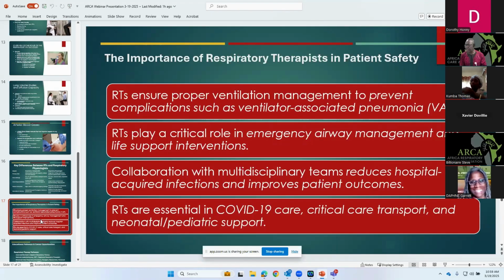Respiratory therapists play a critical role in emergency airway management. If a patient is critical and stops breathing, in some countries, in some states, here in the U.S. as well, the respiratory therapist will be the one that puts the tube down. And when you put the tube down, you want to make sure that you're using a sterile technique, where the tube that you're going to use is clean.